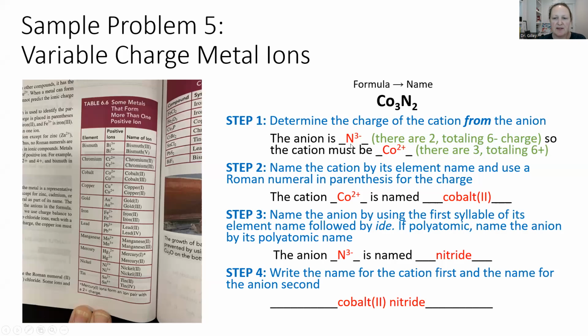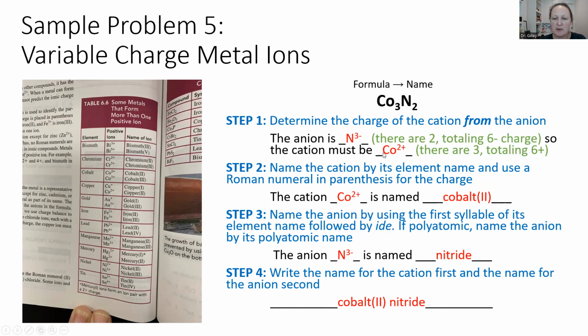So the anion is N3-, and from the formula we know that there are 2 of them. So if there are 2, the total charge is -6 for the anions. That means that the total charge for the cations must be +6. Since there are 3 cobalt ions, right, 6 divided by 3 is 2. So that means that we must have had cobalt 2+ ions, because if we have cobalt 2+ ions and there are 3 of them, that will give us a total +6 charge.